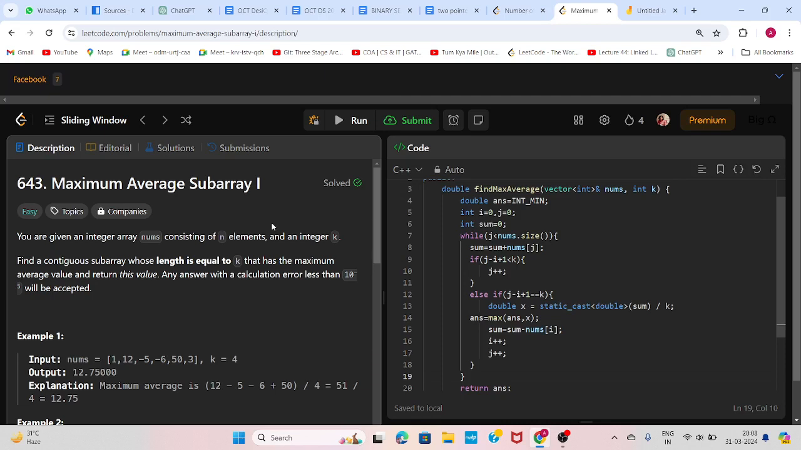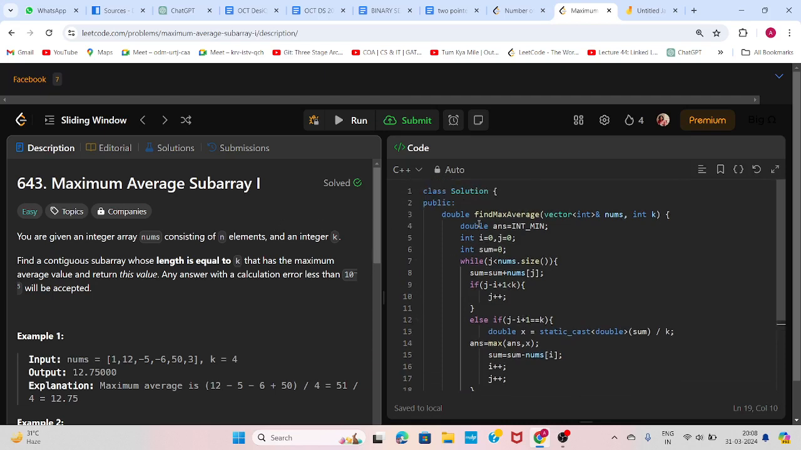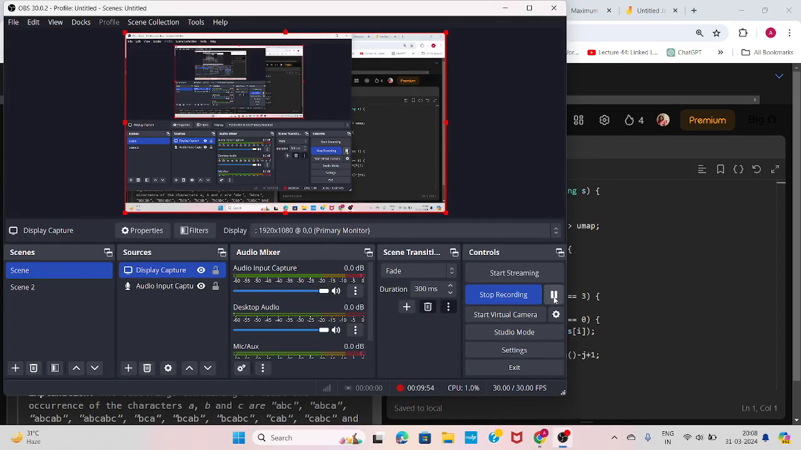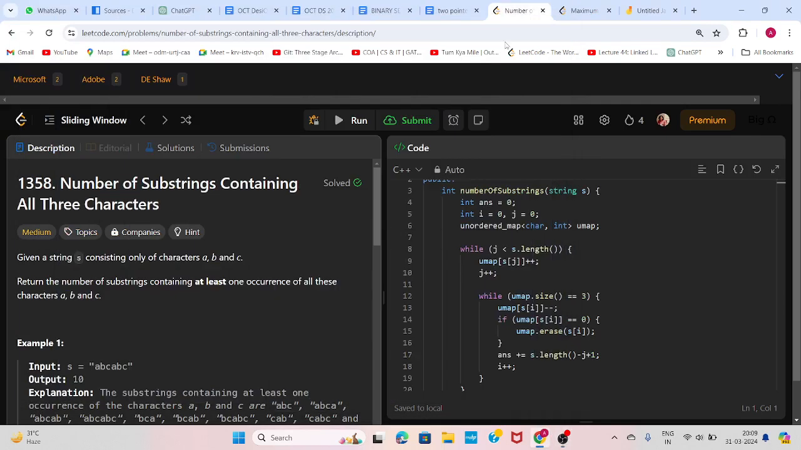Okay, so this is the first question. Now let's move to the second question and see what it is saying. This is a medium level question.